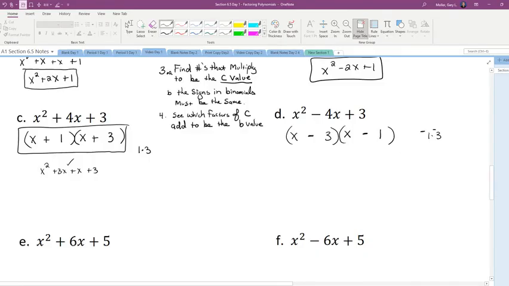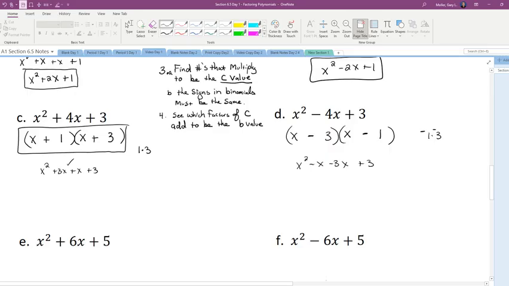So you can think about your signs over here, or you can put your numbers in and put your signs in after. Either way, it's the same. I'm not going to check this one, but well, maybe I will just real quick. X squared, negative x, negative 3x, plus 3.